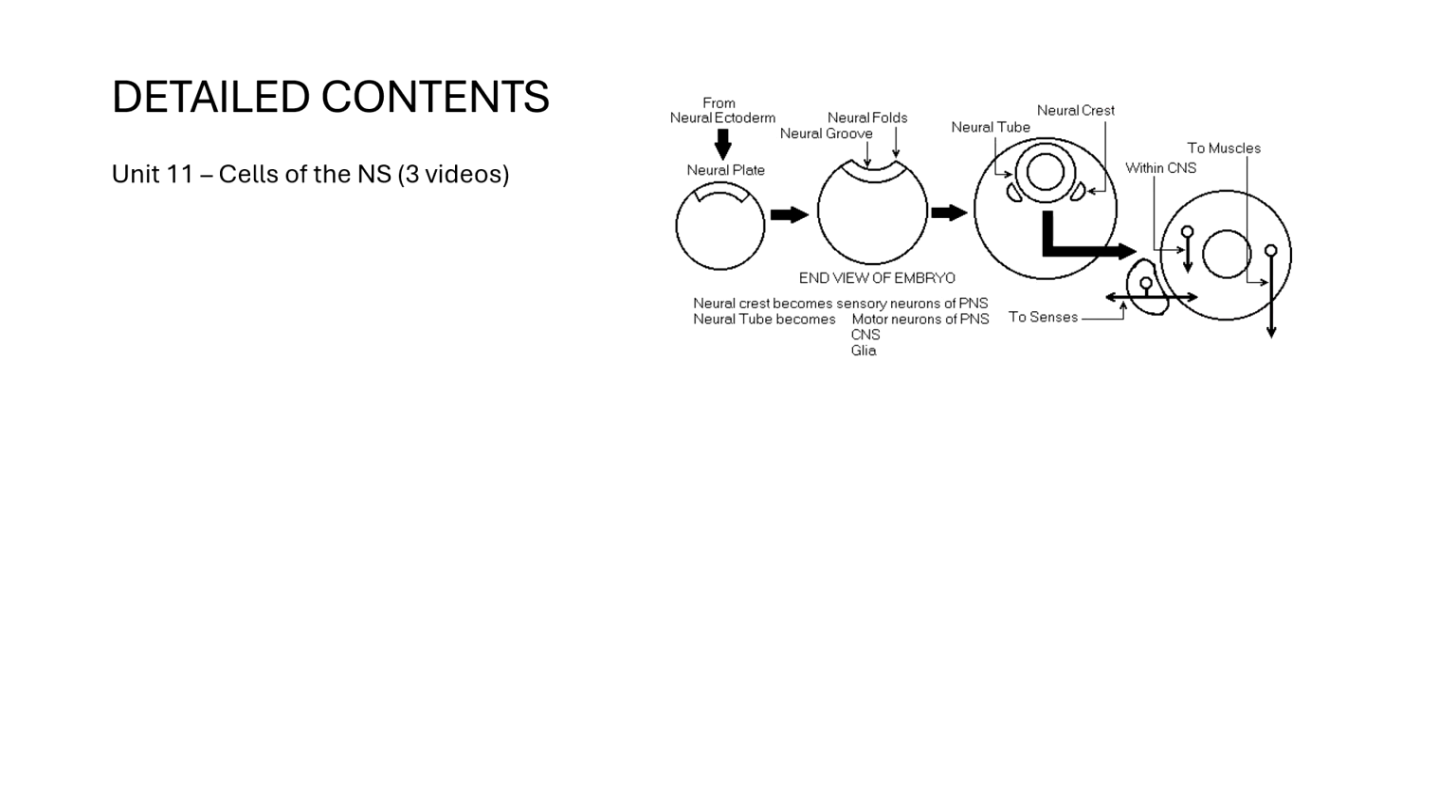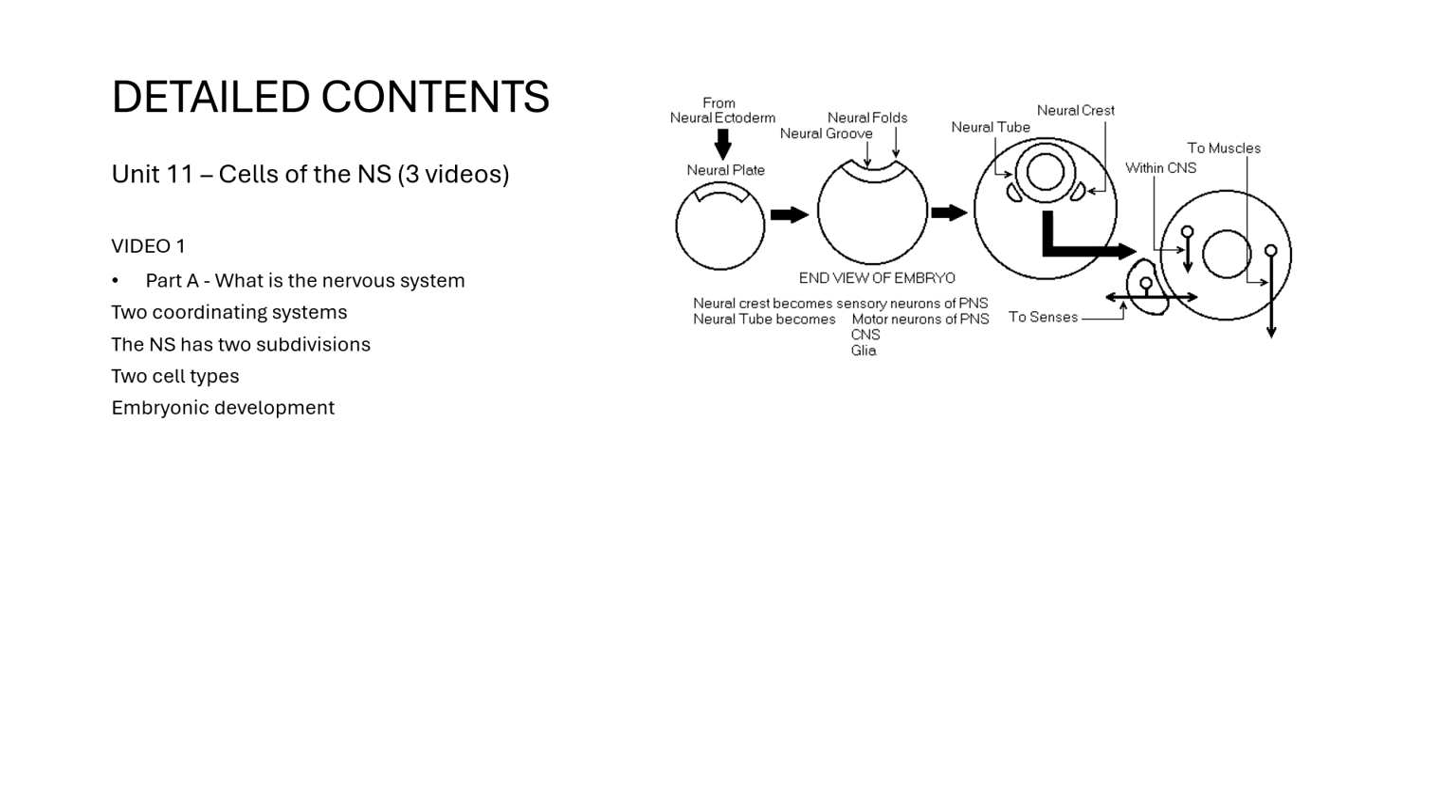Unit 11, cells of the nervous system, is rather complex and divided into 3 videos. Video 1 begins with Part A, what is the nervous system? It's 2 coordinating systems. The nervous system has 2 subdivisions. We'll describe the 2 cell types, and we'll look briefly at embryonic development.